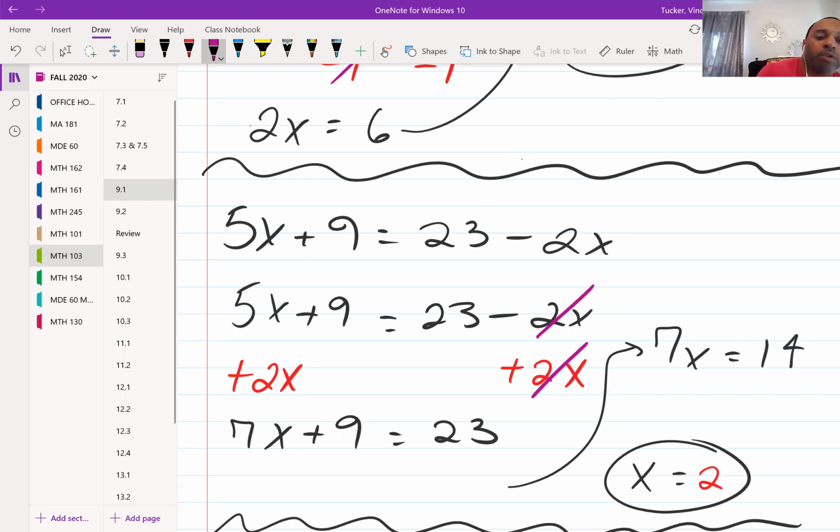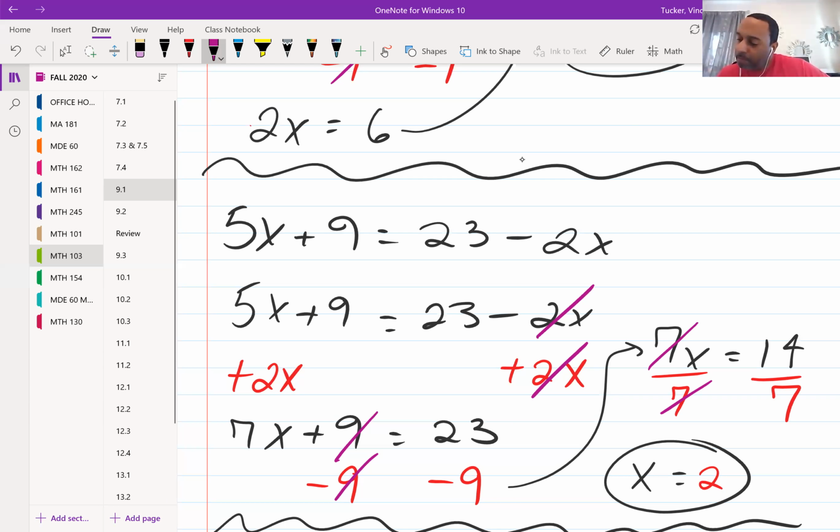Now I need to move the 9 over by subtracting 9 from both sides. 9's cancel on the left, and 23 minus 9 is 14. Divide both sides by 7. And our solution is x equal to 2. All right, questions?